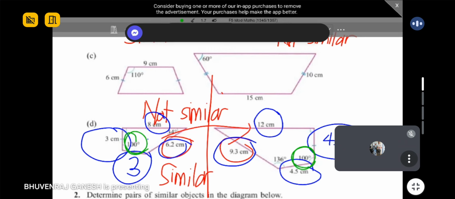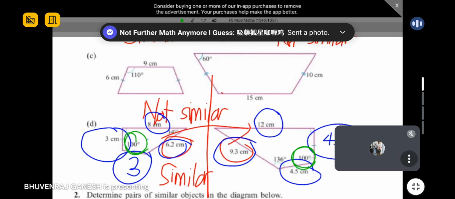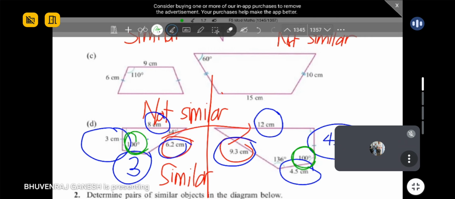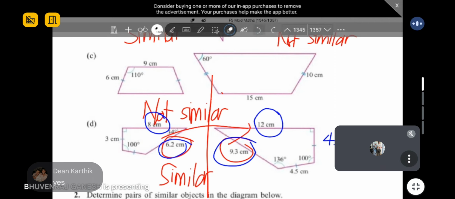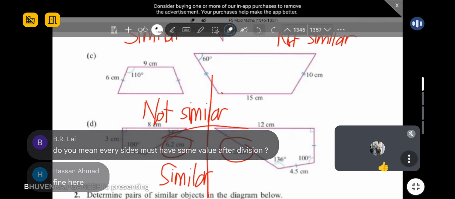Kadang-kadang dua daripada sisi tu akan ada nisbah serupa. Two of it will have a common ratio. The other two, it never satisfy. Dia tak patuhi. So all the four must satisfy the common ratio. Then only we can call similar. Alright, guys? Can you all understand? Clear? Can comment a bit if you're clear? Okay, Alright. So make sure you understand.